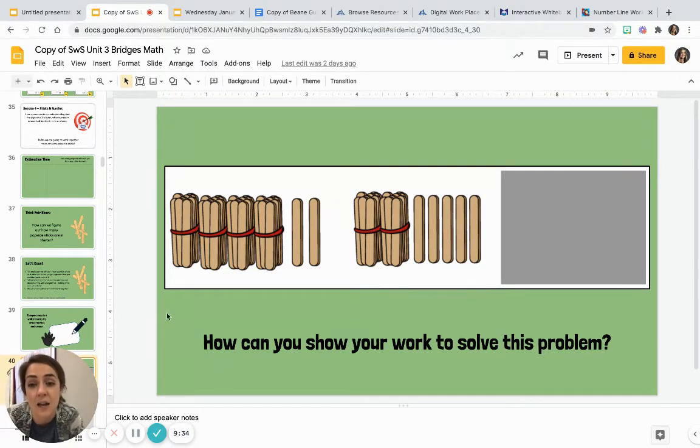I noticed that on this side, I have 10, 20, 30, 40, 42. So I'm going to write that on my board. It would be great if you did that too. So I have 42. On this side, I have 10, 20, 21, 22, 23, 24, 25. So right now I'm just writing those two numbers. I've written 42 and I've written 25.